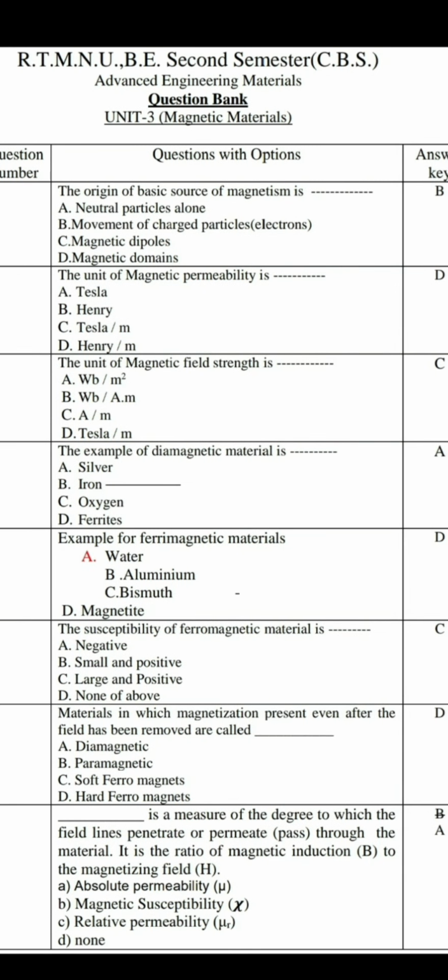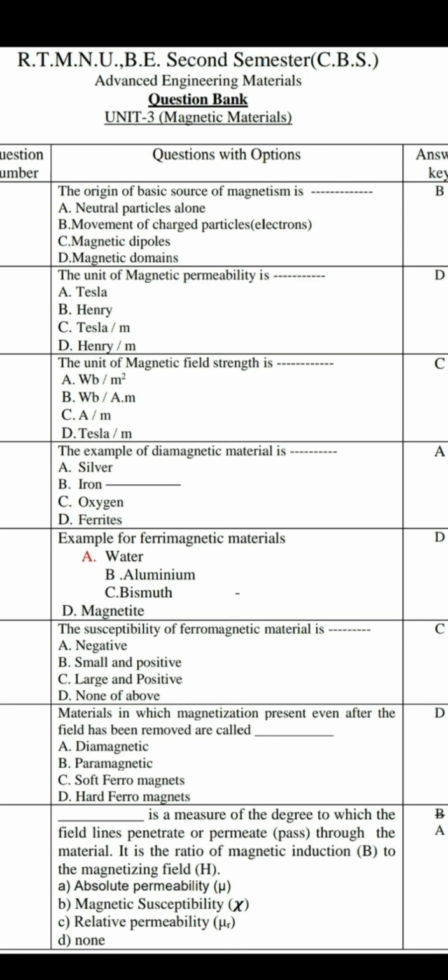So the first MCQ is: the origin of basic source of magnetism is. Options are option A neutral particles alone, B movement of charged particle, C magnetic dipoles, D magnetic domain. So the correct option is B, that is movement of charged particle.